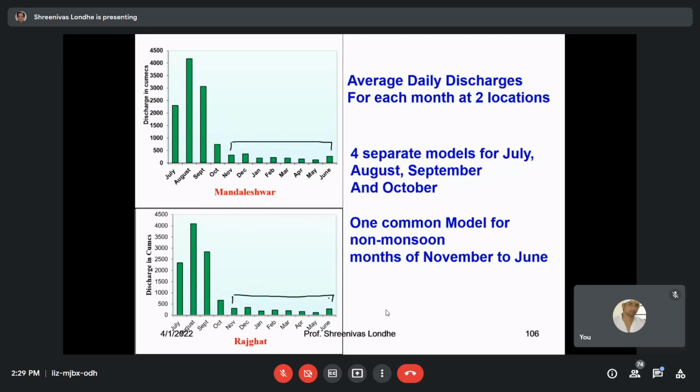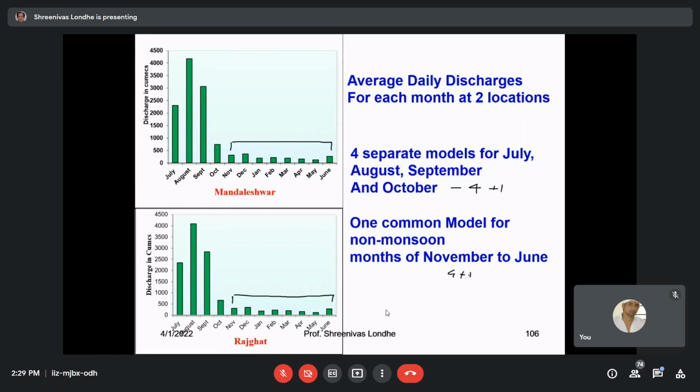So what we decided is that we can have separate monthly models for July, August, September, October. That means 4 models for Mandleshwar, 4 models for Rajghat, and one common model for non-monsoon months, that is from year to year. So 4 plus 1 and 4 plus 1. A total of 10 models, 5 at each location. That is the first decision we took.